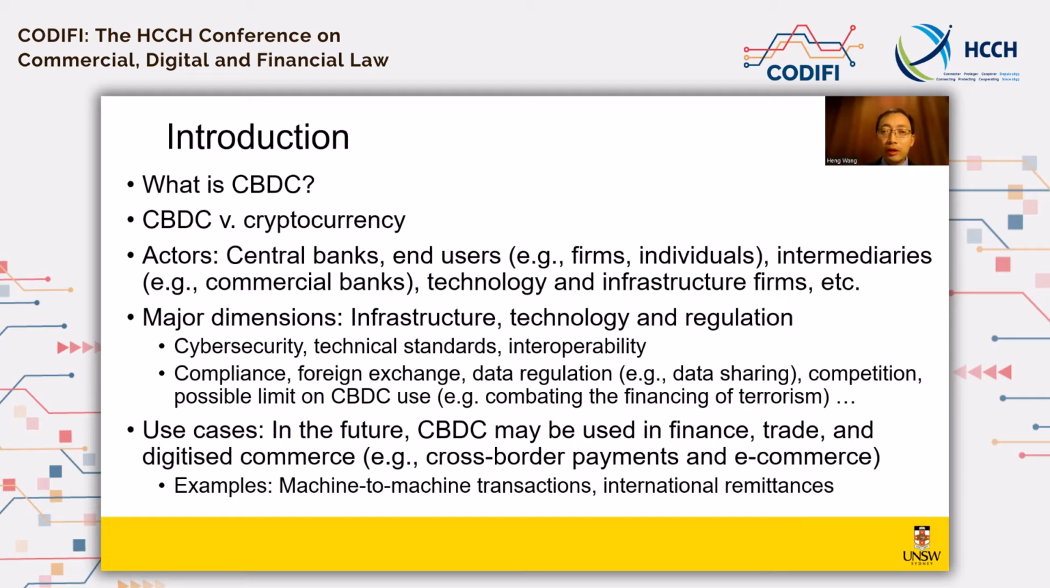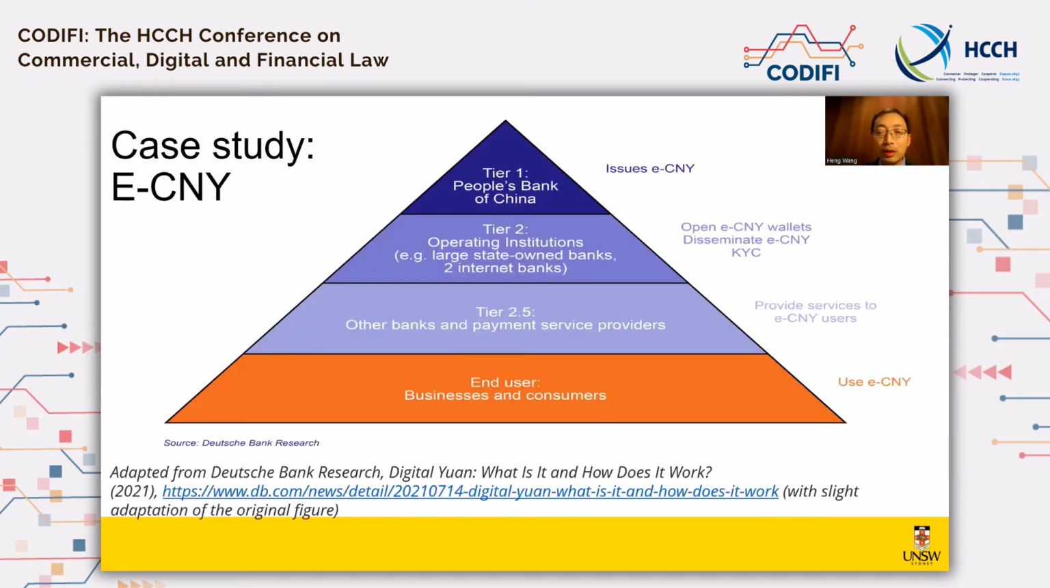The final question is about the potential use cases. They may be used for finance, trade and digitalized commerce. Think about machine-to-machine transactions, because CBDC can be used for smart contracts, which are computerized programs to make payments automatically if the preset conditions are met. And they can also be used for international remittance.